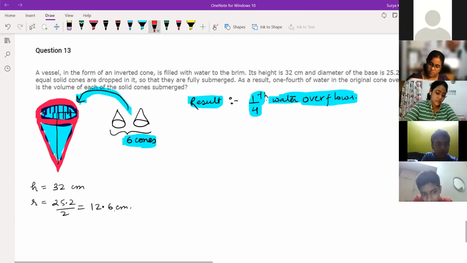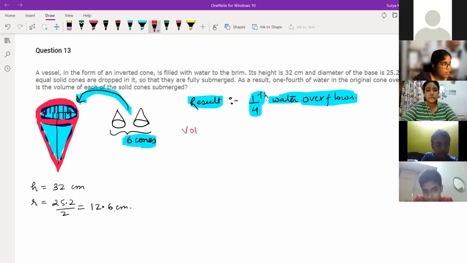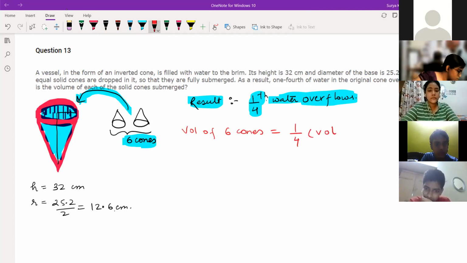It means that the volume of 6 small cones is equal to what? 1/4 volume of what? Water.